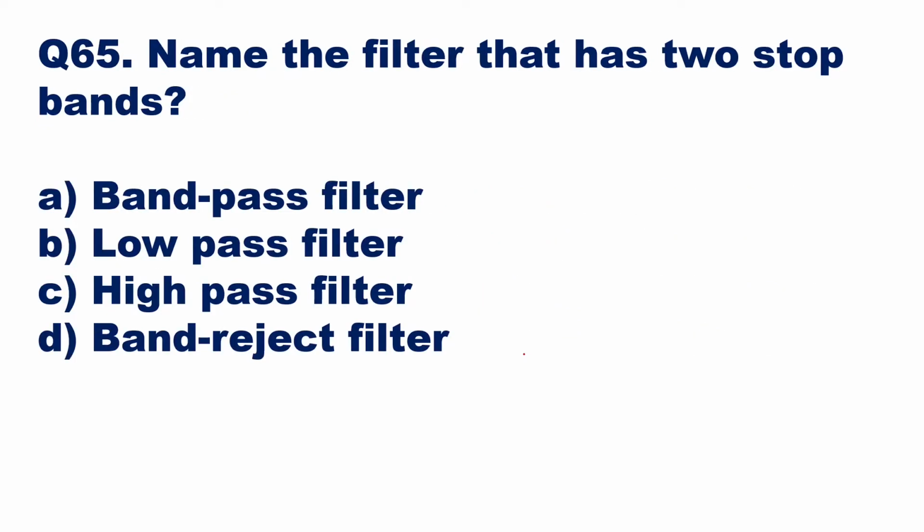Name the filter that has two stop bands. So again, a simple question here. A filter which has two stop bands. So if you see the frequency response of the filter, this is your gain, this is frequency, this is 0. So you have two stop bands, and in between you have a pass band. So this is stop band, this is pass band, this is stop band, this is frequency 1, frequency 2.